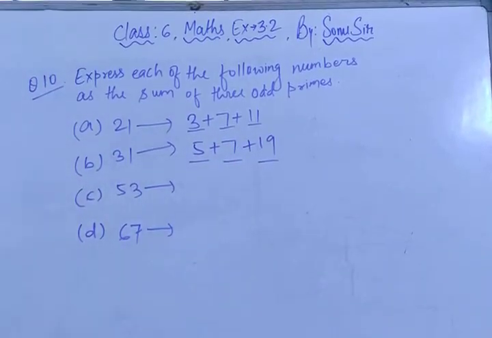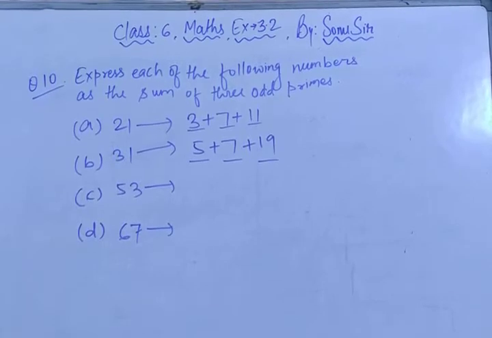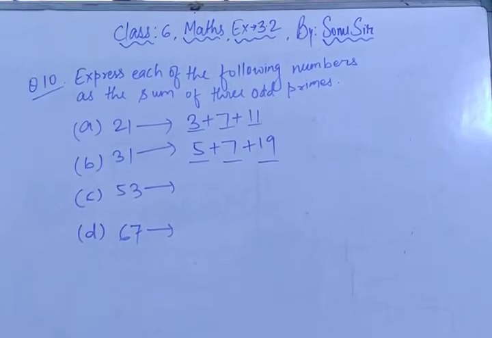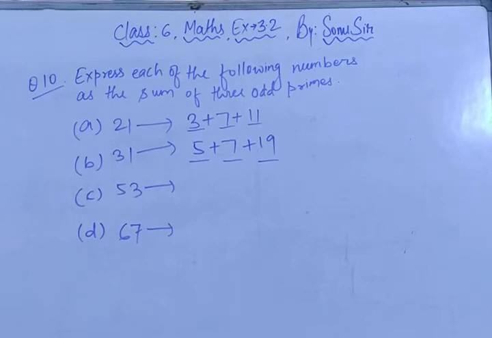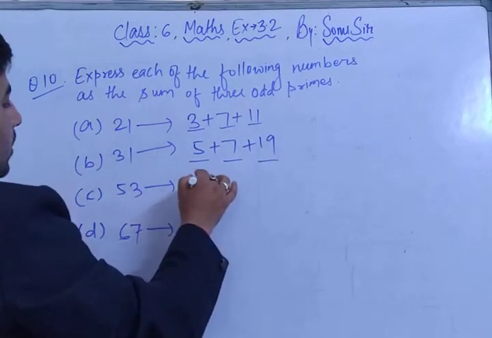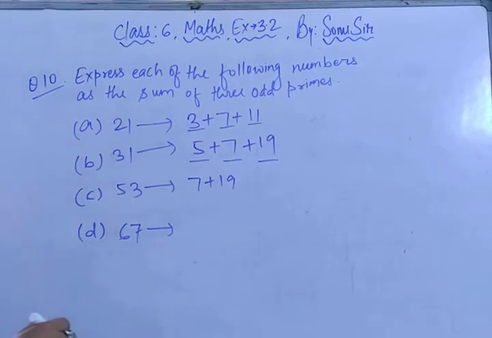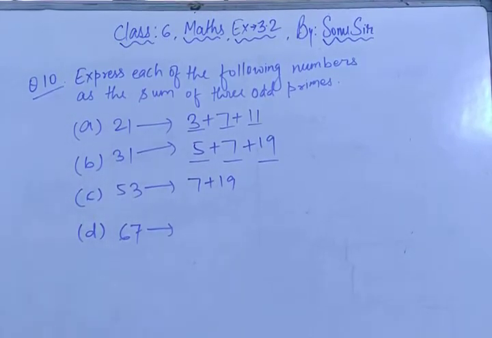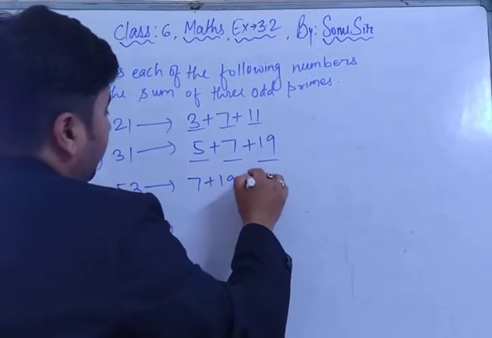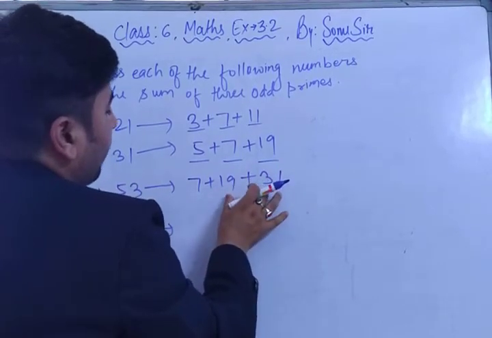Tell me about the 53. It's very easy if you understand. So can we take this 7 and 19 first of all? 19 plus 7, 26. 26 plus 31? No. 19 plus 31 is equal to 50. 50 plus 3, 53. Yes. So 31 can be right here, 31 plus 19.